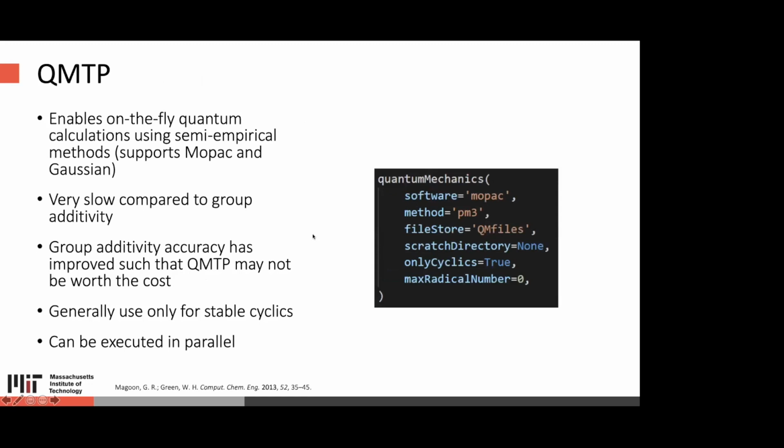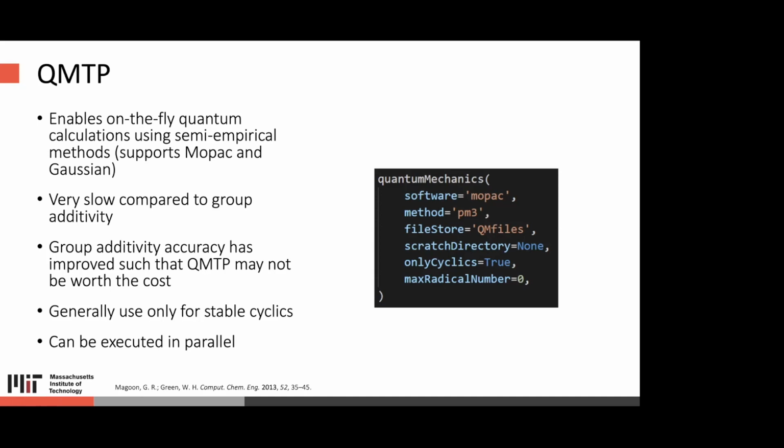And for the QMTP, it enables on-the-fly quantum calculation using semi-empirical methods, which supports MOPAC and Gaussian in the software here. But it could be very slow compared to the group additivity method. And the group additivity accuracy has been improved largely. So you will not be considering QMTP because it might not be worth the cost.